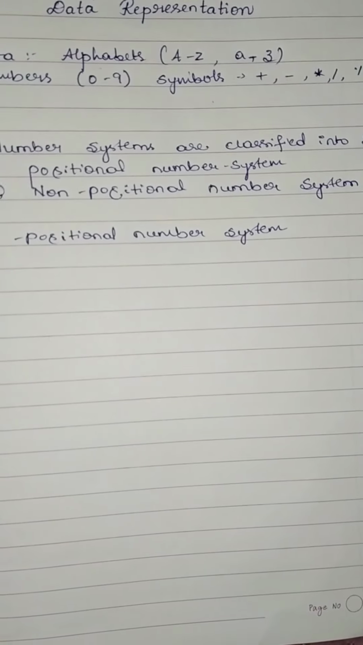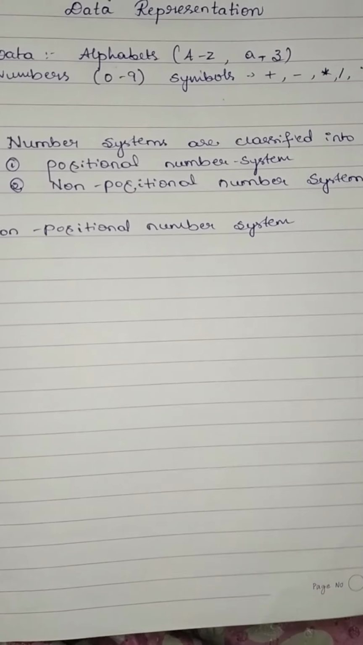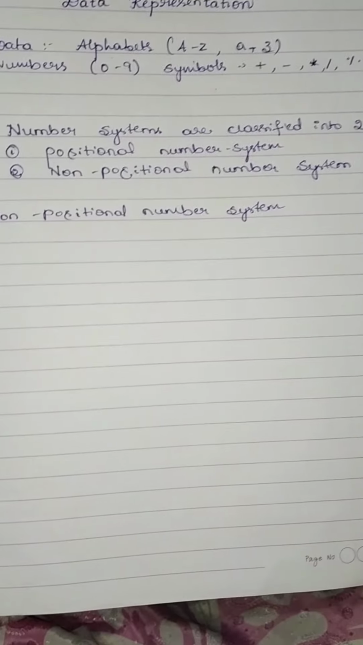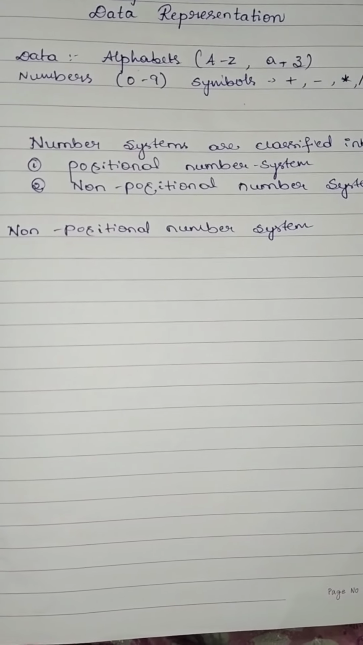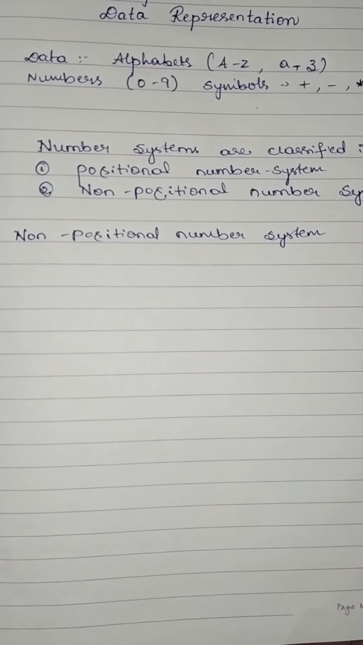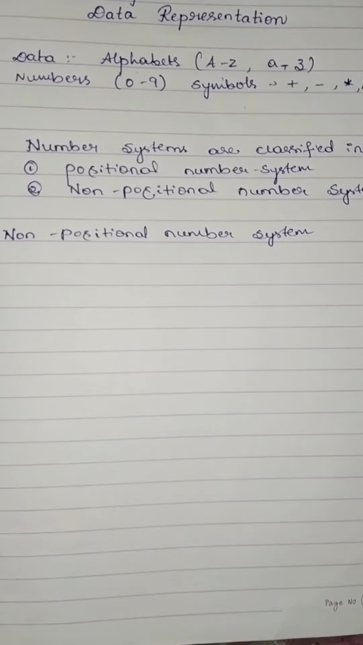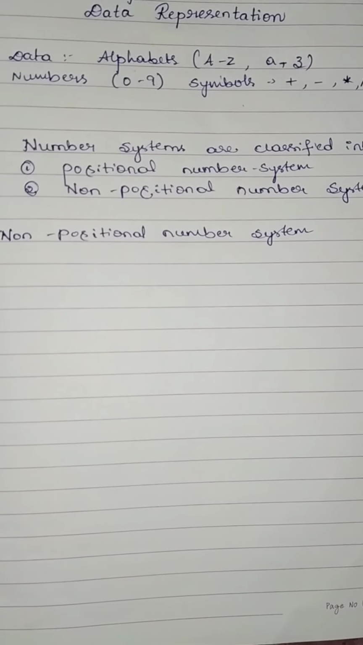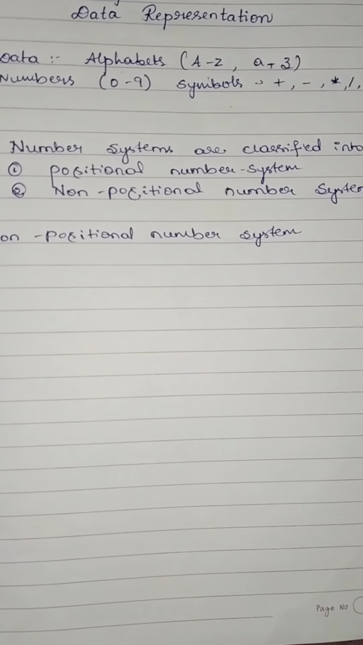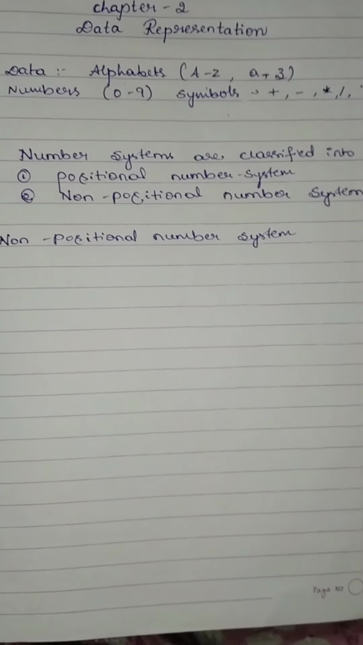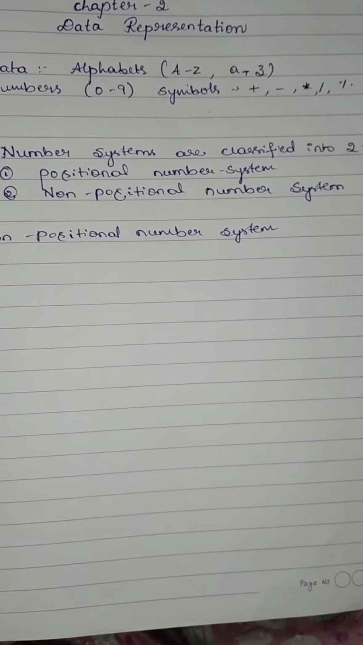But a computer cannot understand all these things, because a computer is an electronic machine, so it can understand only zeros and ones. Every computer stores all types of data, such as letters, special characters, symbols and so on, in a coded form. To understand that coded form, we need the various number systems. So the number system is very important in order to understand the code representation of any data.